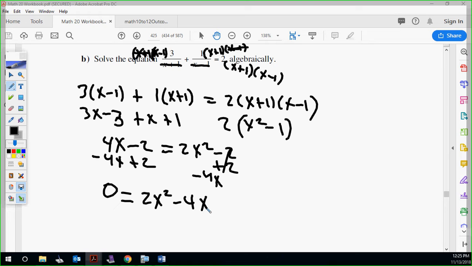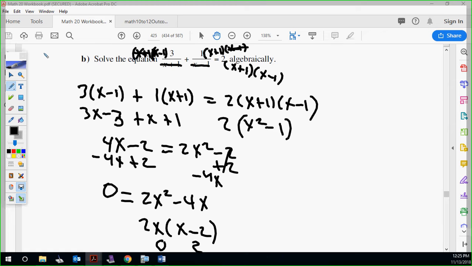Because I can pull a what out? 2x. And that leaves me with x minus 2. And now you see your solutions of 0 and 2. Okay, so take a look at that, ask some questions. I'll pause the video. Okay, so the answer is 0, 2. We can plug 0, 2 back into the original and make sure it's true. If you do that, it will work for this one. We kind of already knew that because we already got this answer before. So we'll work on verifying in the next section.